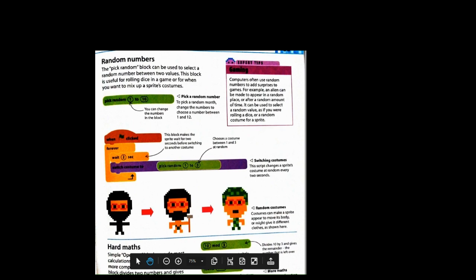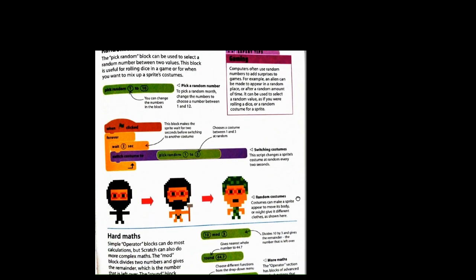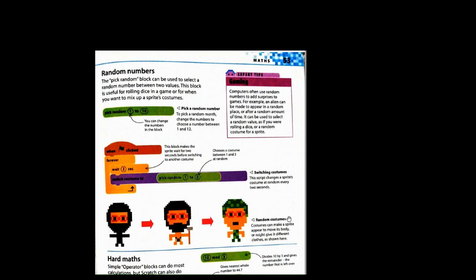Random numbers. The pick random block can be used to select a random number between two values. This block is useful for rolling dice in a game or when you want to mix up a sprite's costume.